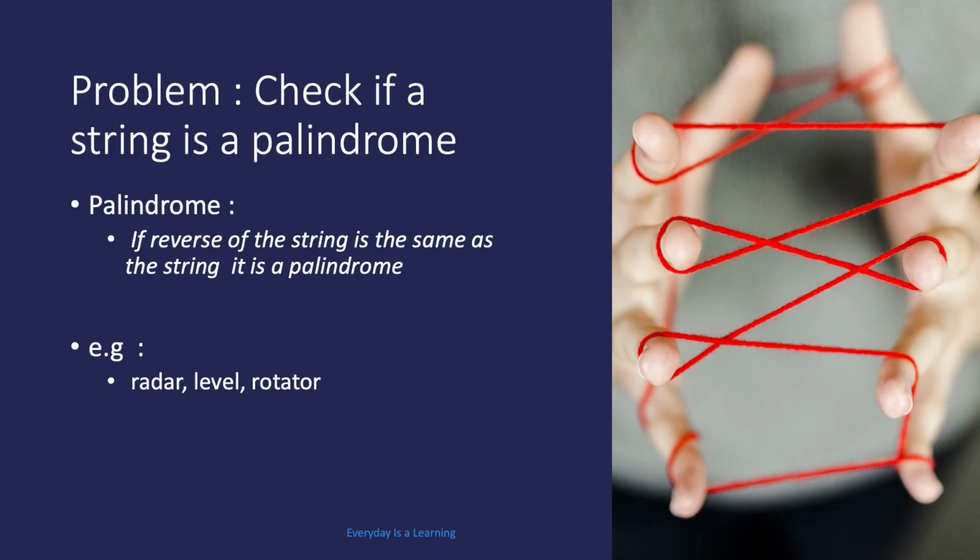Let's take this problem. We have to check if a string is a palindrome. So you know what a palindrome is. If you read it from the left or right, it would be the same. Small examples of it: radar, level, etc. From the left and the right, the word is the same.